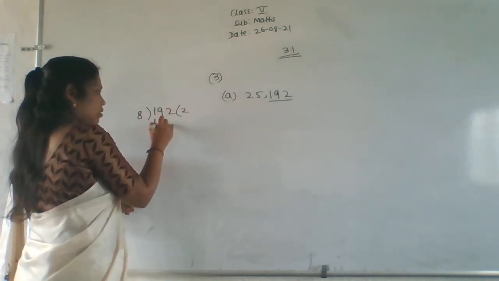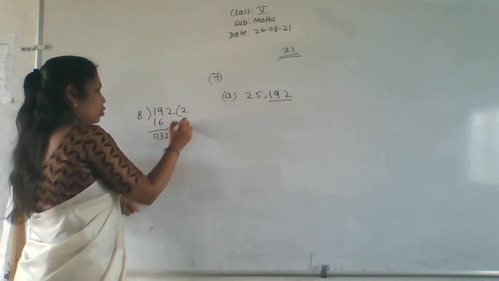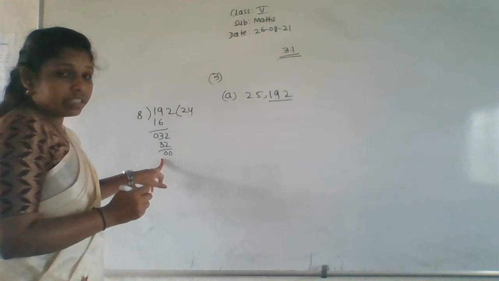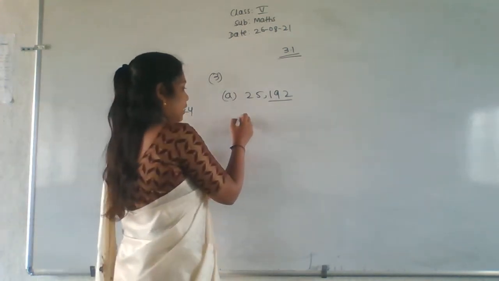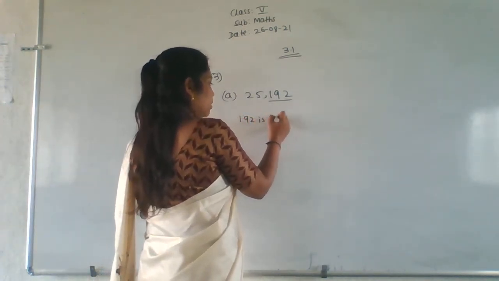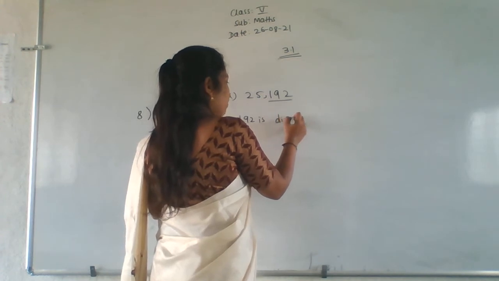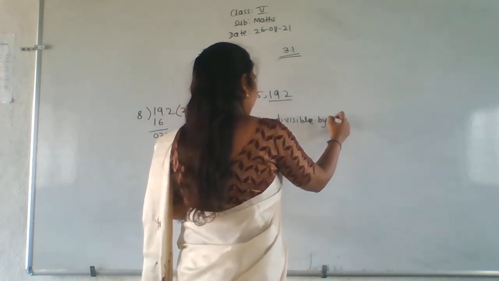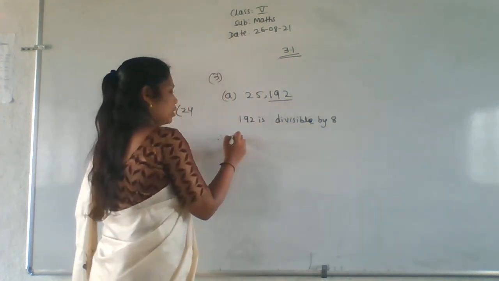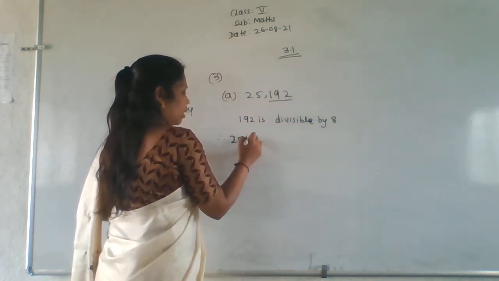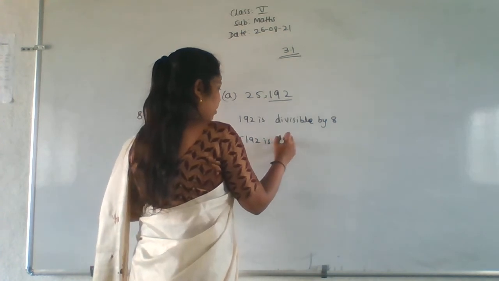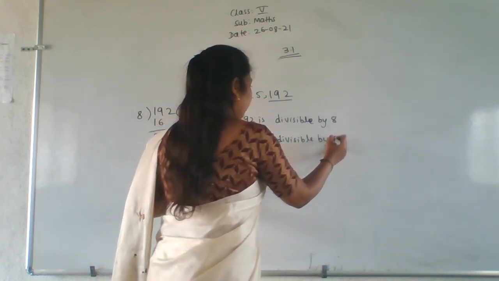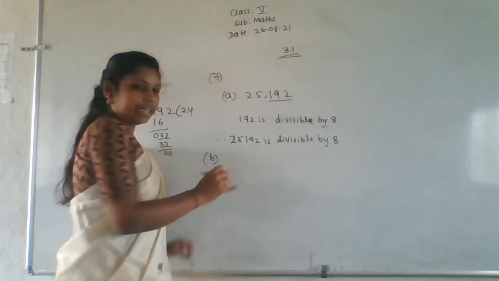Now divide 192 by 8. 8 2s are 16, 3 left, here 2, 8 4s are 32, right? So it is divisible by 8 now. 192 is divisible by 8. Therefore 25,192 is divisible by 8.